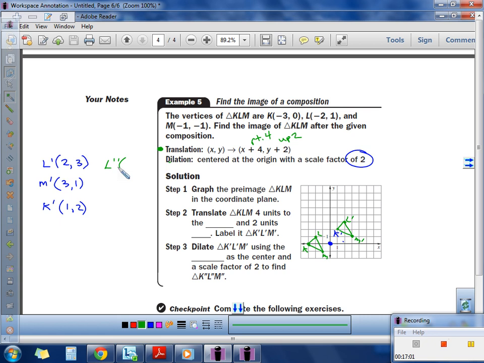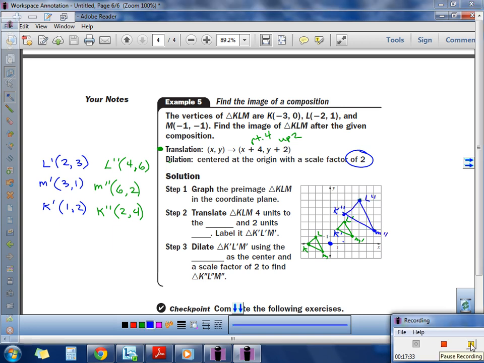So I'll write that down real quick. L double prime, multiply by 2, what do we get? 4, 6. M double prime, we get 6, 2. And K double prime, we get 2, 4. Now if you graph those, you're done. So this measurement should work for anybody.